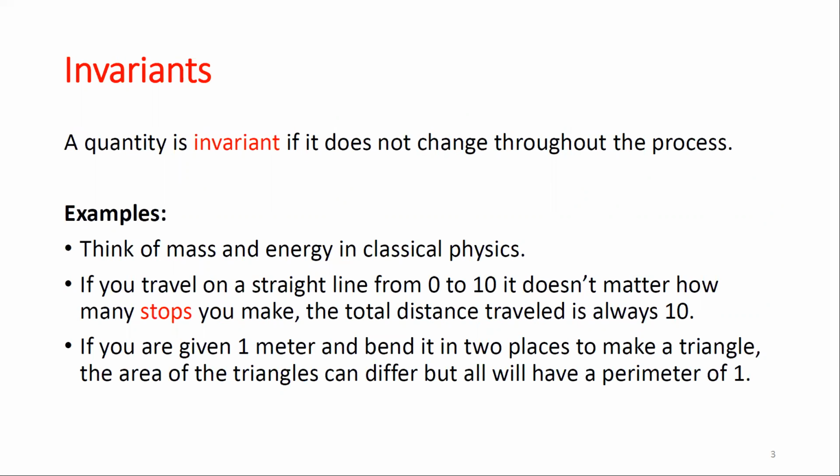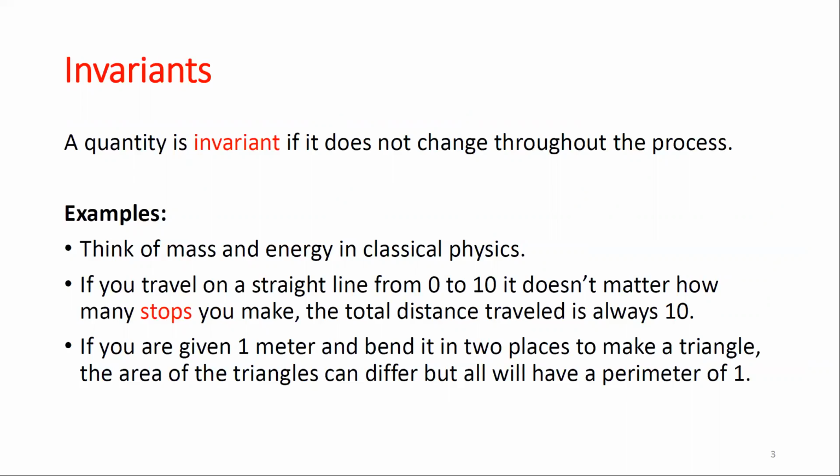So let's start with an invariant. An invariant is something that does not change throughout the process. There are a lot of examples: mass and energy in classical physics. If you travel on a straight line from 0 to 10, it doesn't matter how many stops you make, the total distance you travel is always 10. If you're given a meter and you bend it into a triangle, you can have many different areas, but they will all have a perimeter of 1. So there are a lot of things that are constant. If you look at the number of squares on a chess or checkerboard, that should be constant throughout the game. You don't have squares appearing or disappearing.